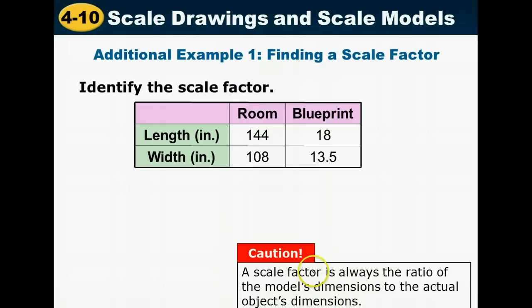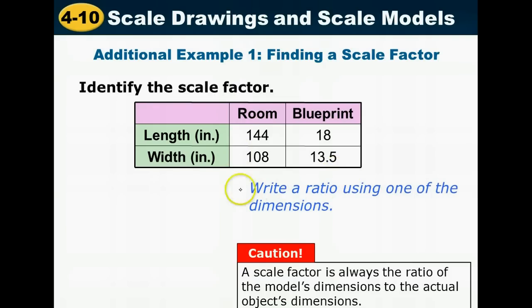Please copy this down. The scale factor is always the ratio of the model to actual. Because on an exam, they're not going to tell you, oh, the model was 1 inch and the actual one was 3 feet. No, no, no. It's going to tell you, okay, the scale was 1 to 4. So you need to understand that that 1 is for the model, and then the 4 is for the real life. So first thing we want to do is to write a ratio using one of the dimensions.